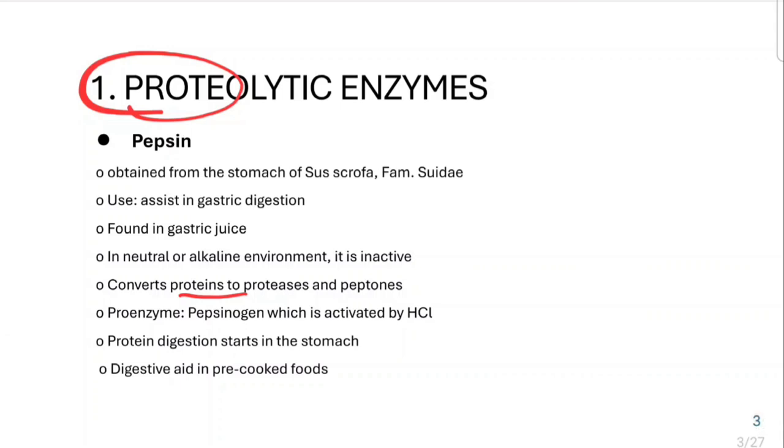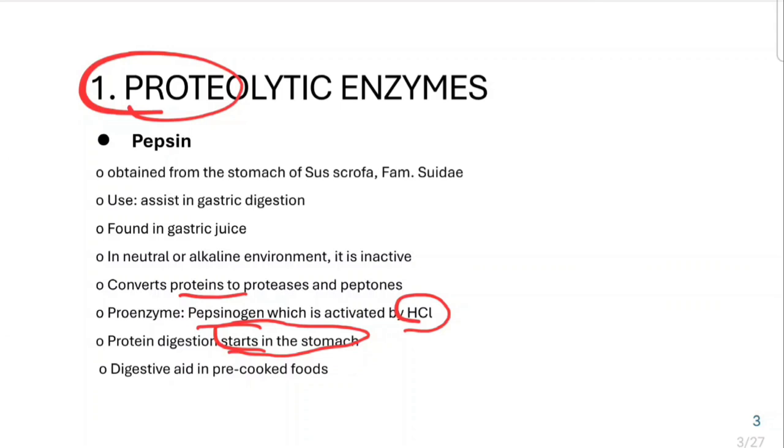So, what are the proenzymes in this proteolytic enzyme? We have your pepsinogen, which is activated by the hydrochloric acid in your stomach. Once we have ingested protein, your pepsinogen will be activated by the hydrochloric acid in your stomach, which will then degrade the protein. Protein digestion starts in the stomach. Remember, it starts in the stomach, not in the mouth. The only one that starts in the mouth is your carbohydrates, and the mechanical digestion of your food.